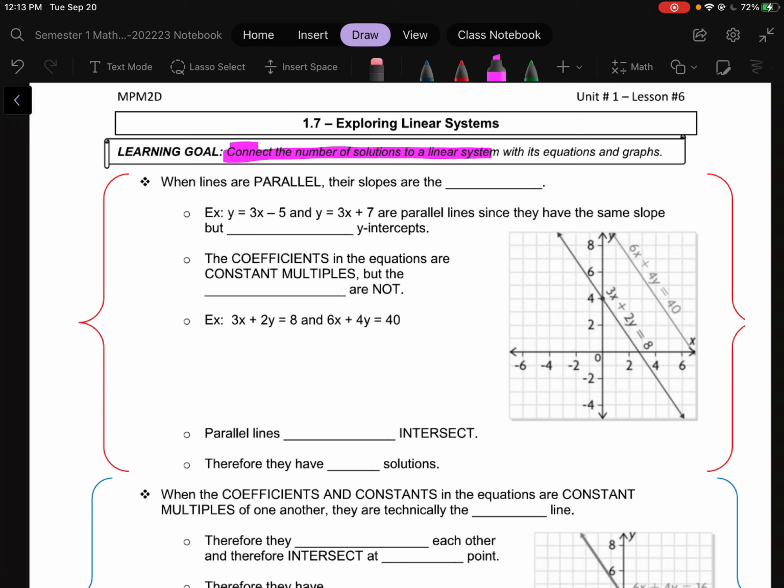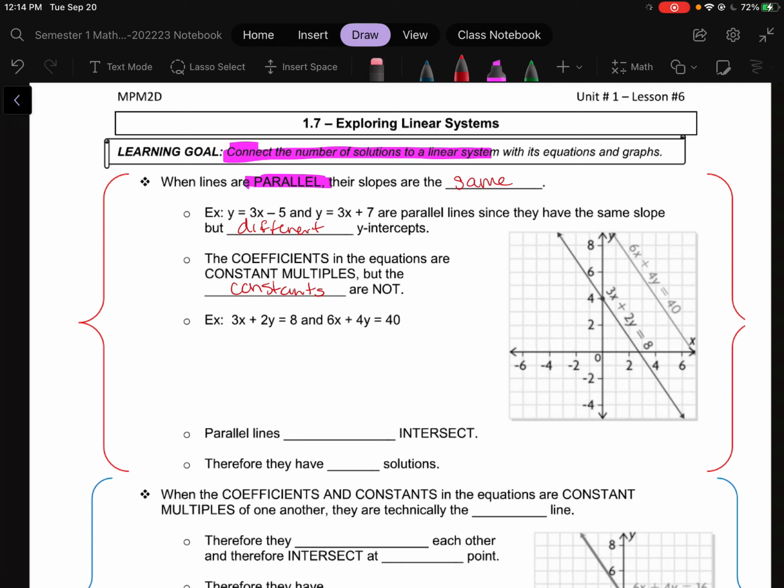So the first point to remember is when lines are parallel, their slopes are always going to be the same. If we have this example here, y equals 3x minus 5 and y equals 3x plus 7, the slopes are going to be the same, but the y-intercepts are different from one another. Because of this, they are parallel lines. The coefficients in the equations are constant multiples of one another, but the constants are not. Remember, this is very important. You can see here in the graph, they're parallel to one another.